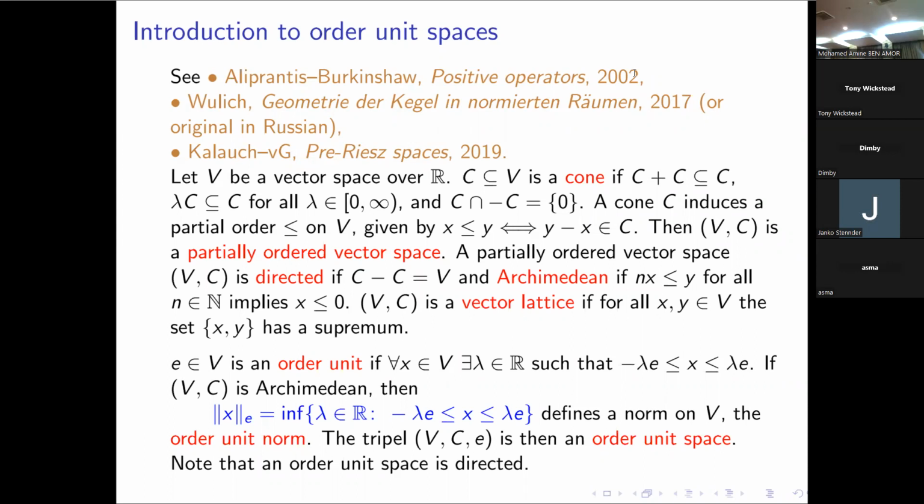And if the space is also Archimedean, we can define a very nice norm that behaves like a kind of maximum norm. That is the order unit norm defined by that order unit. We take the infimum of all these scalars for which we have these inequalities. And I denote an order unit space as a triple: the space, the cone, and the order unit. And these are always directed spaces.